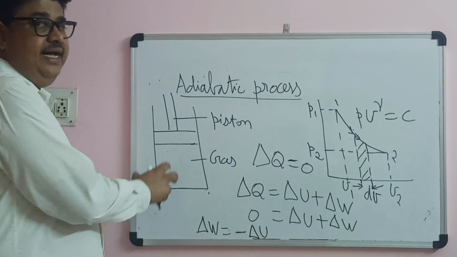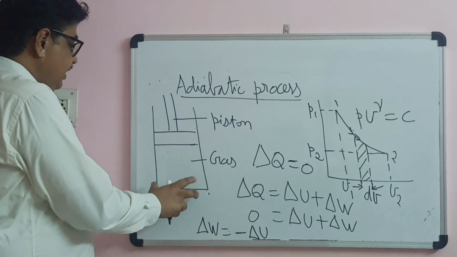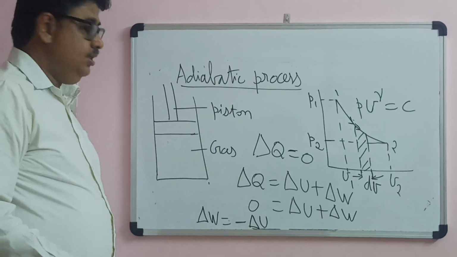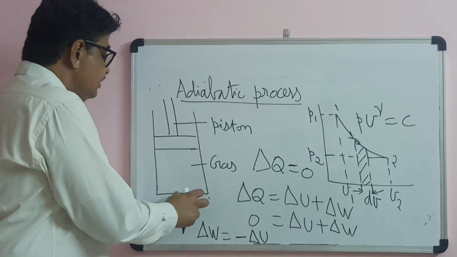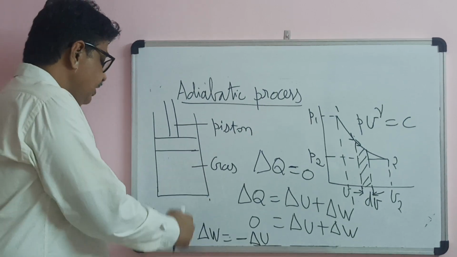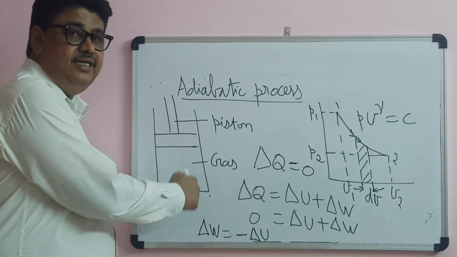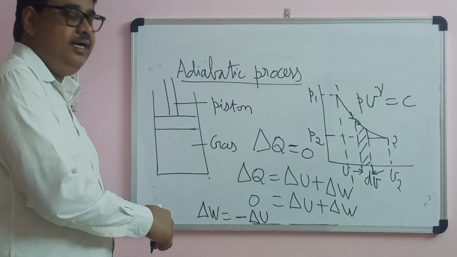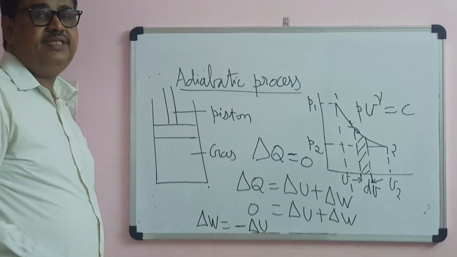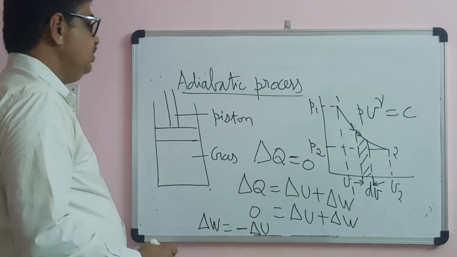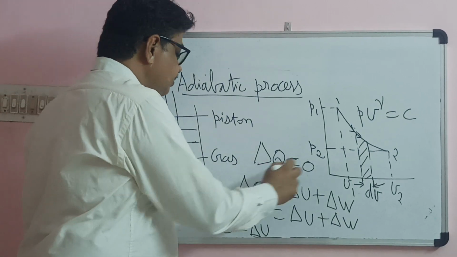Here consider a gas inside the cylinder, and inside the cylinder it is constrained by a piston. Assume that the cylinder is completely insulated. Therefore, no heat can enter the gas through the cylinder, and no heat can come out from the gas through the cylinder. It is completely insulated, right? So in this case, delta Q is equal to 0.